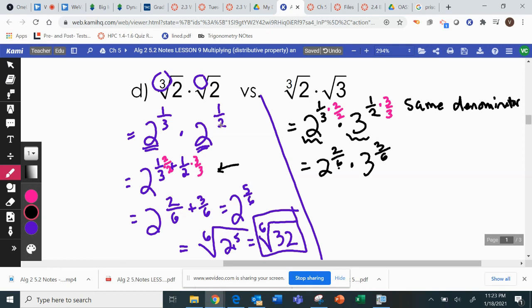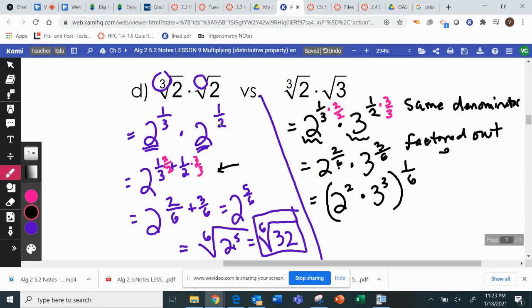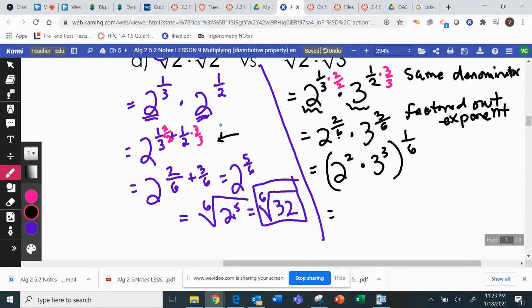And then we notice they both have the 6 for the denominator. So I'm going to say that this is 2 squared times 3 to the 3rd, and that entire thing is to the 1/6 power. So I kind of factored out the exponent. I'm going backwards in my exponent rules. And from here, I could say that's 4 times 27 to the 1/6 power, which I don't know what 4 times 27 is.